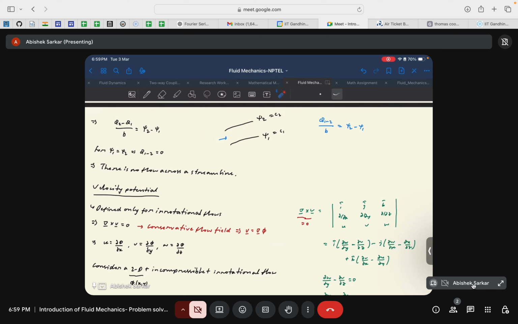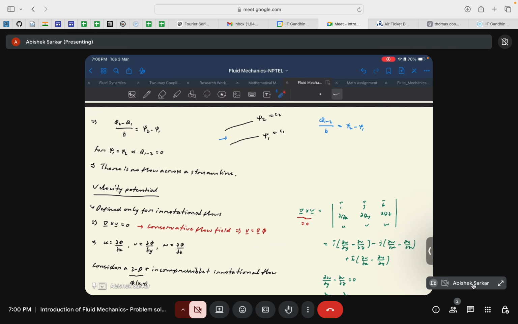Okay, so basically, if you just consider this to be 1, then psi 2 minus psi 1 basically gives you the flow rate between these two streamlines. Okay, so now if psi 1 and psi 2 are equal, then there is no flow across a streamline.